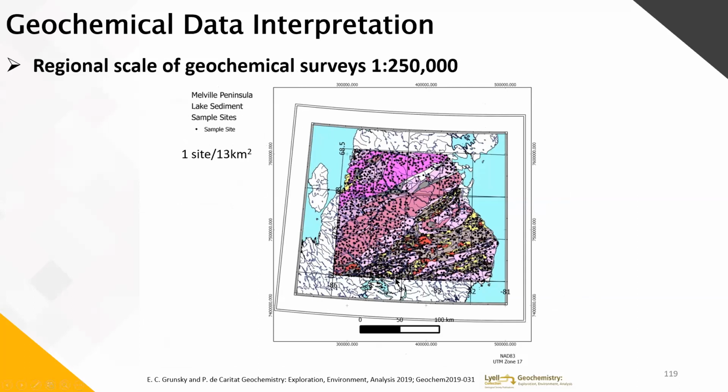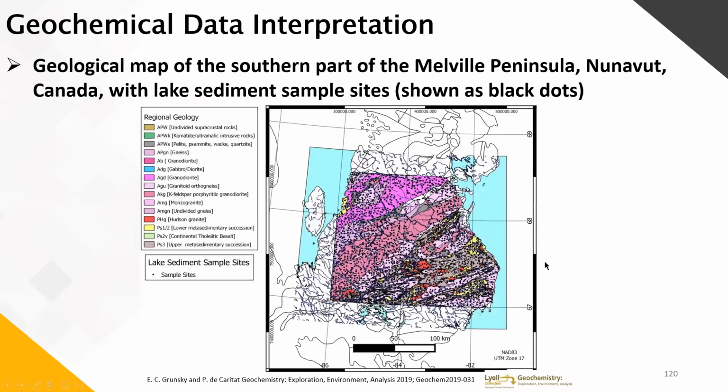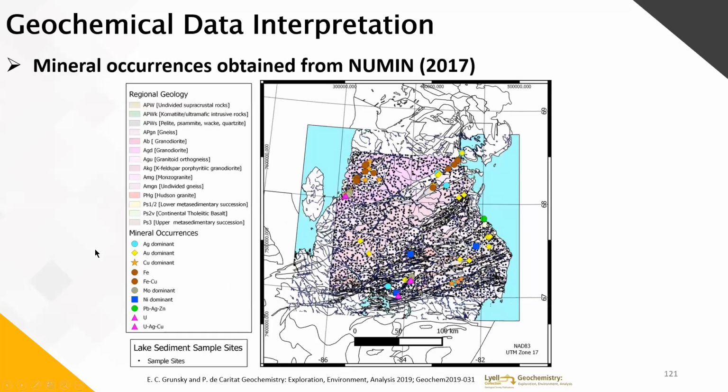If we zoom in on this study area, we then can do systematic geochemical sampling of the area. We chose here to do lake sediment sample sites, and one site represents roughly 13 square kilometers. If we superpose this sampling within the detailed geological units or map, so that we superpose both our geology and our sampling, we want to see right away the link between our geology and our mineral occurrences.